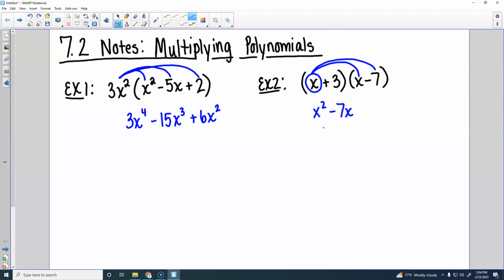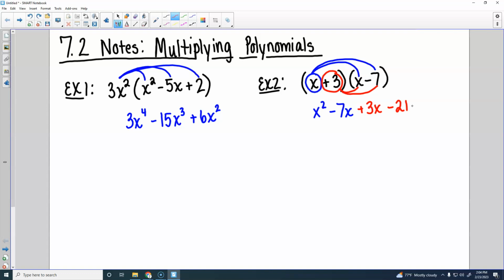So you have distributed the x, but you have not distributed the 3 yet. So we're going to take that 3, and we're going to do the same thing. I'll write it down here. We're going to do 3 times x, which will give me a plus 3x, and 3 times negative 7, which will give me negative 21. So we have to distribute, but we have to distribute twice.